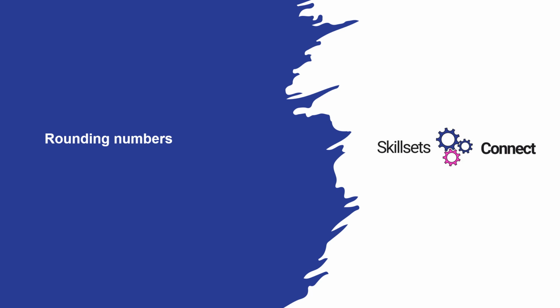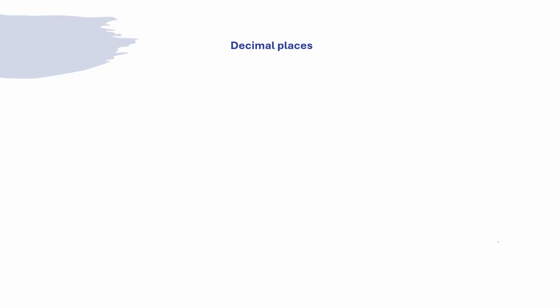Rounding numbers. You need to be able to use 3 different rounding methods. In this section, we will cover those 3 methods. Let's have a look at the first method, which is decimal places.